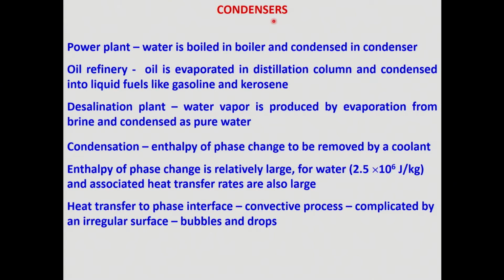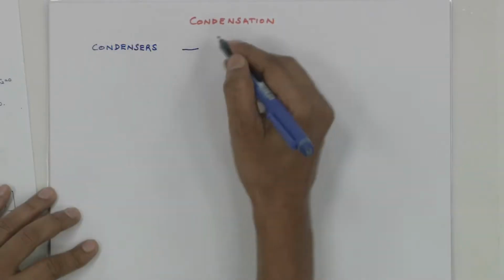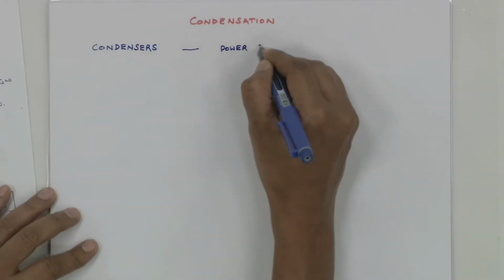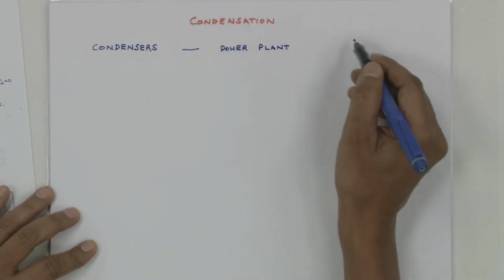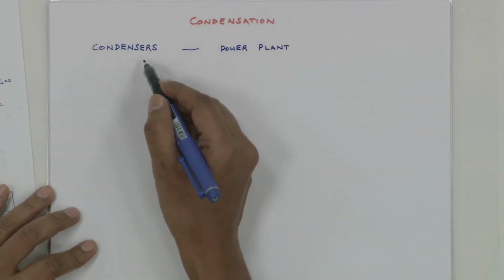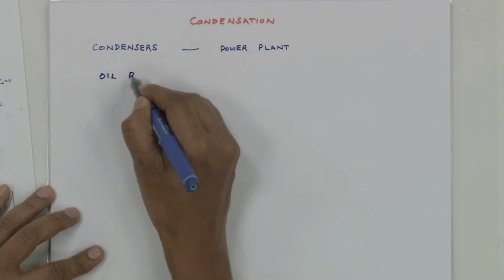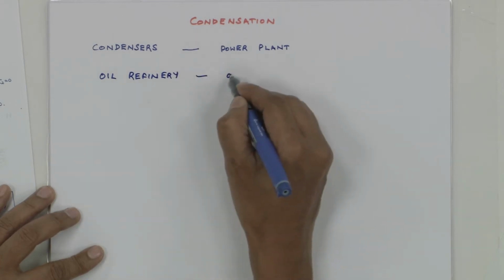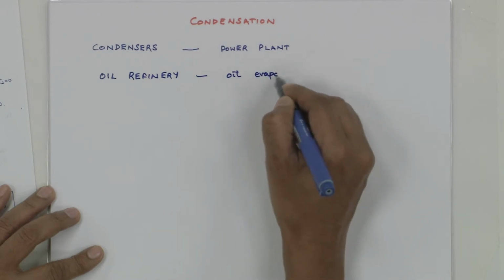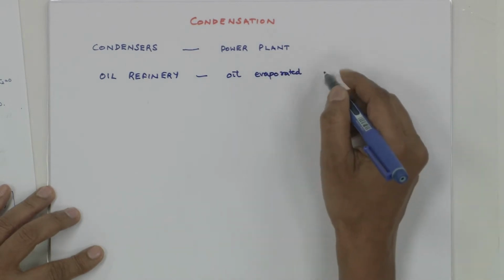Why do we study condensation? If we look at these slides, where all do we come across condensers? In the power plant: water is boiled in the boiler and then condensed in the condenser. So you need condensers in the power plant and in oil refineries. Oil is evaporated in the distillation column and then condensed into liquid fuels.